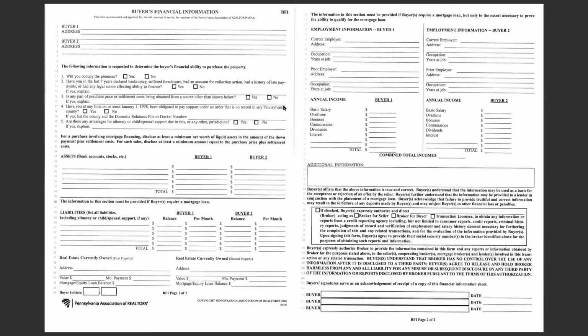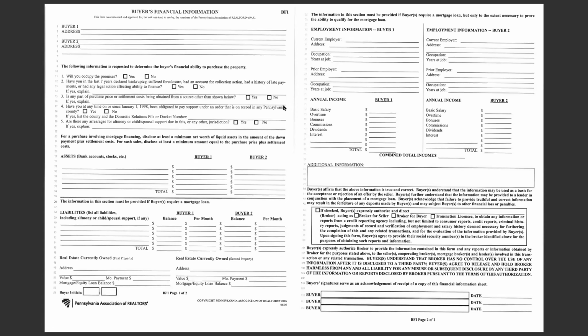So as a listing agent, it is important that you get this and you review this form and keep it in your file. It talks about what the buyer's plan is with this property. Are they going to occupy it as a primary residence? And then it has other questions that have to be answered yes and no.